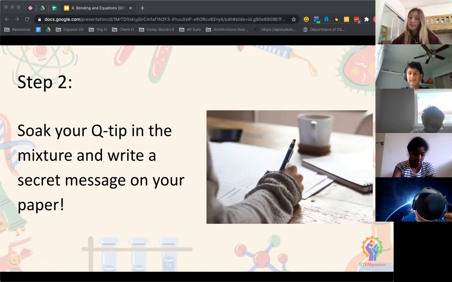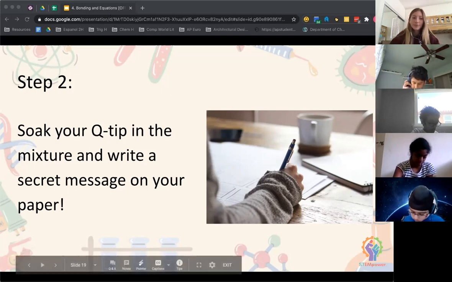Yes, Nikhil? Would a flashlight work as a lamp? I'm pretty sure, yeah. Flashlights should work fine.